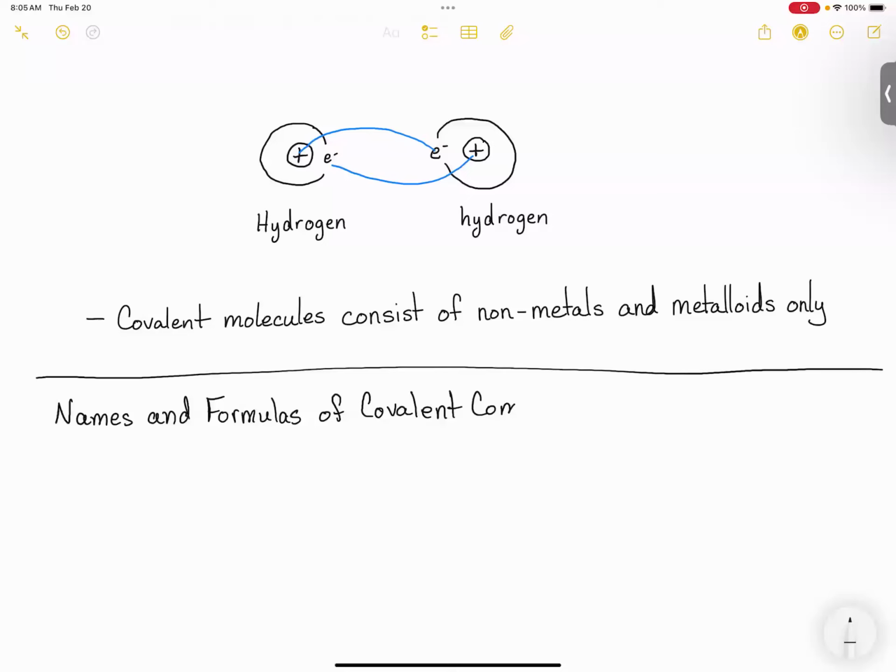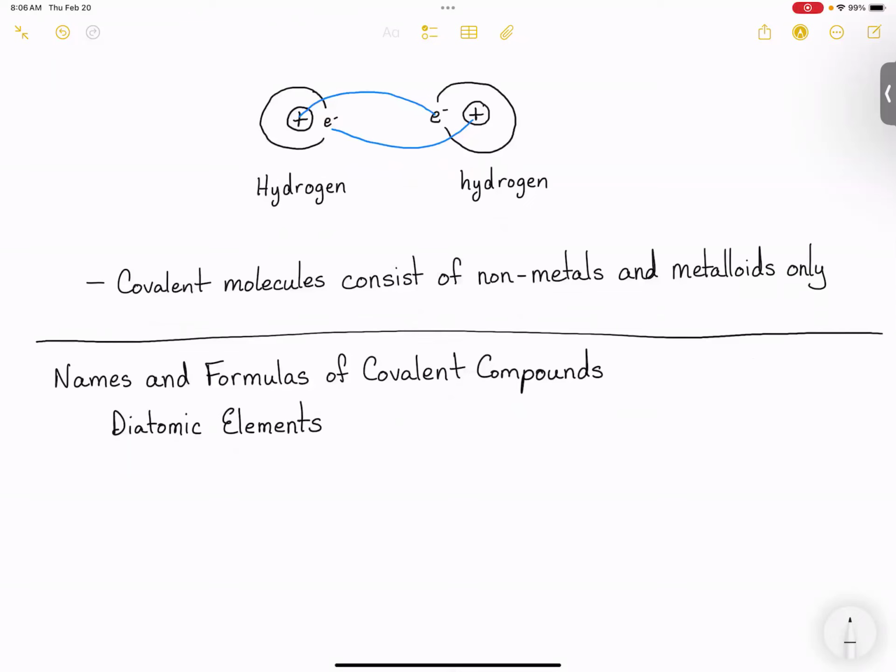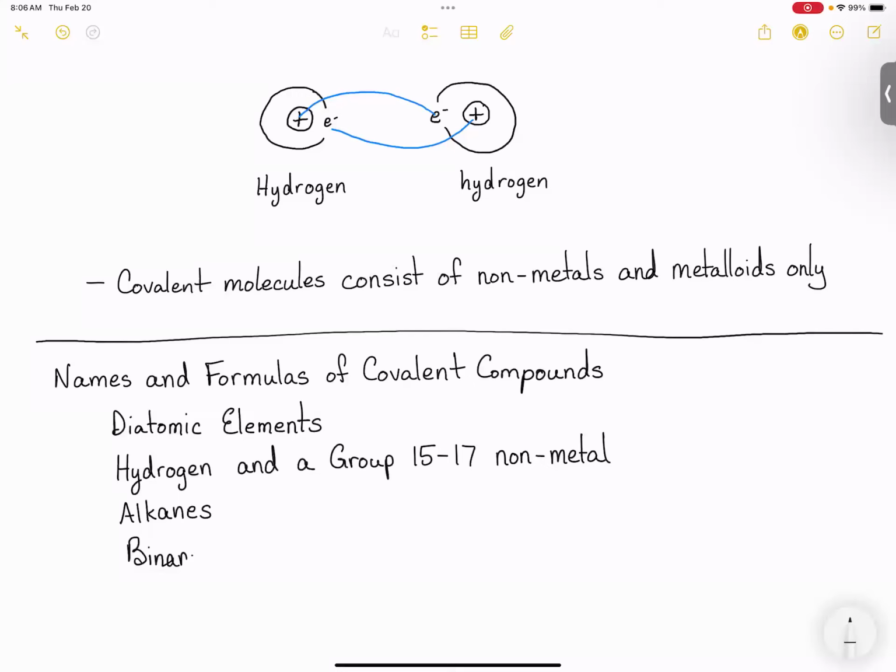And with regard to the covalent compounds, we're going to look at 4 different types of covalent molecules. The first type we're going to look at are what are referred to as your diatomic elements. The second thing we're going to look at is compounds that contain hydrogen and a group 15 through 17 nonmetal. The third type of compound that we're going to look at is what are referred to as alkanes. And the last type of compound we're going to look at are what are referred to as binary covalent molecules.